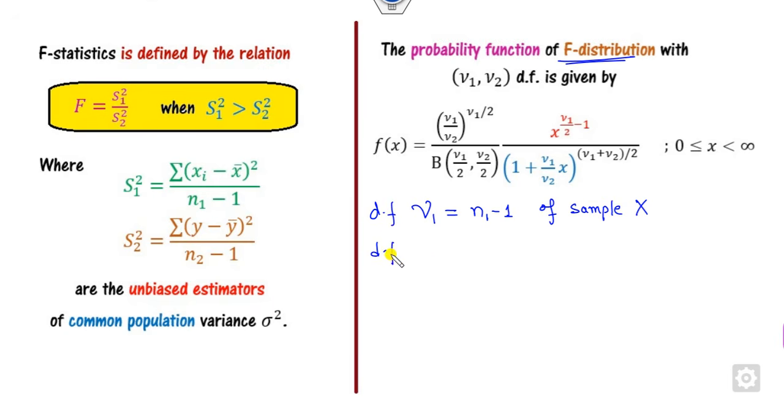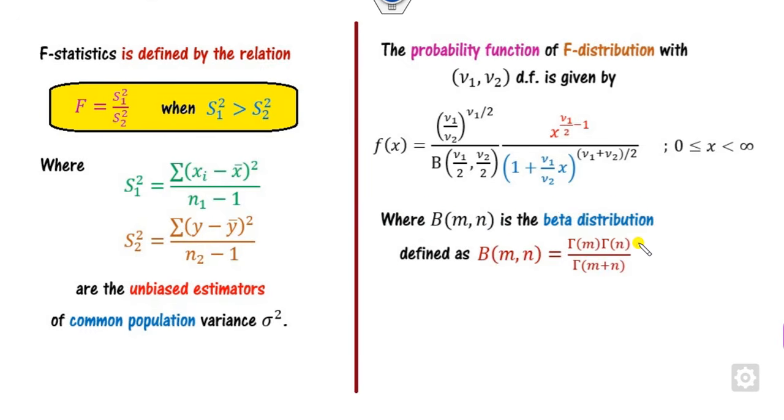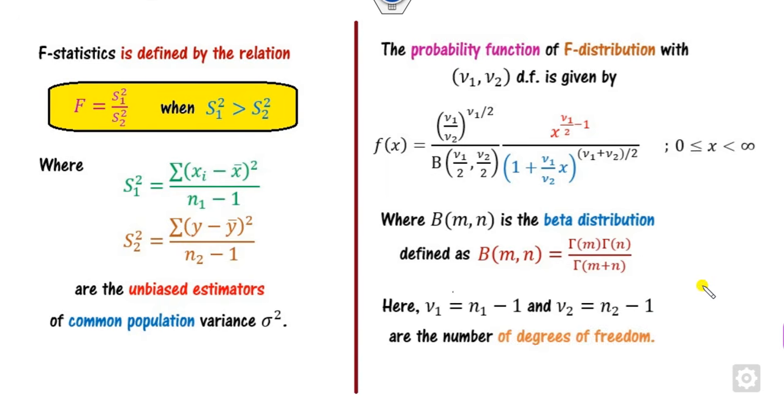Similarly, the degree of freedom of sample y is nu2. And what is B? B is nothing but the beta function, which can be written here, or it can also be written as (m minus 1) factorial (n minus 1) factorial divided by (m plus n minus 1) factorial if m and n are positive integers, and nu1 and nu2 are my degrees of freedom.